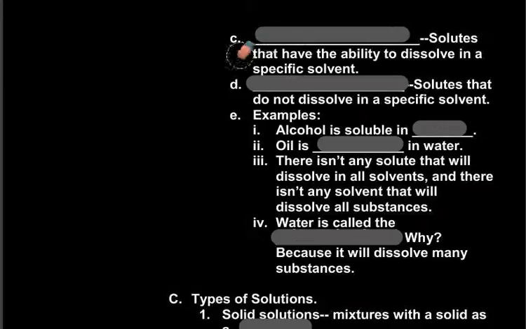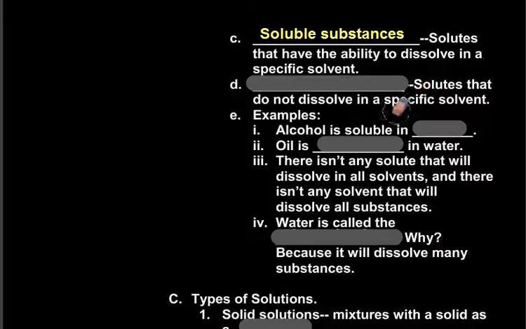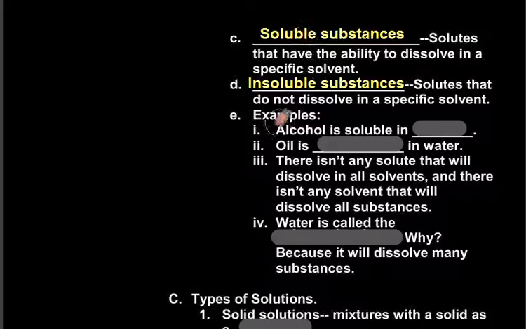All right, solutes that have the ability to dissolve in a specific solvent are called soluble substances. That means they can dissolve in the solvent. Then we have ones that don't dissolve, and those are called insoluble substances. Now, these are not absolute things; there are varying degrees to which things are soluble. For example, alcohol is completely soluble in water. Oil, however, is insoluble in water.